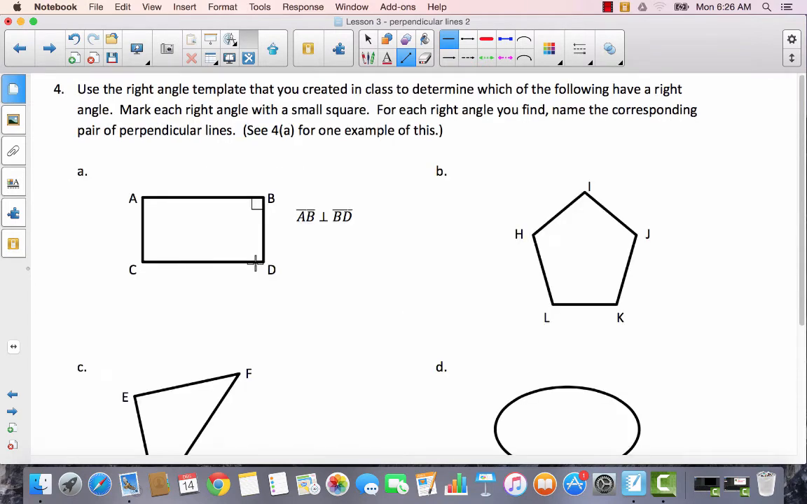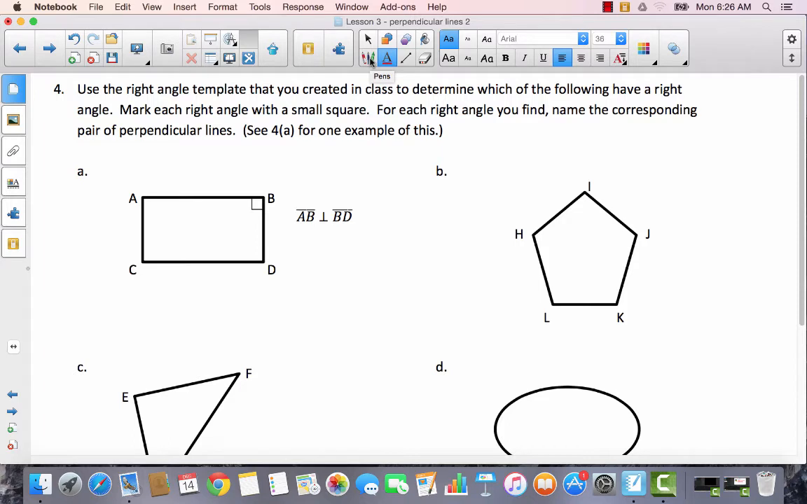Okay, let's take a look at the back page here. It says use the right angle template that you created in class to determine which of the following have a right angle. Mark each right angle with a small square. For each right angle you find, name the corresponding pair of perpendicular lines. So you can see right here for A, now I'm going to tell you that this can get a little bit tedious, but we're going to go through it together and make sure that we get all of the right angles.